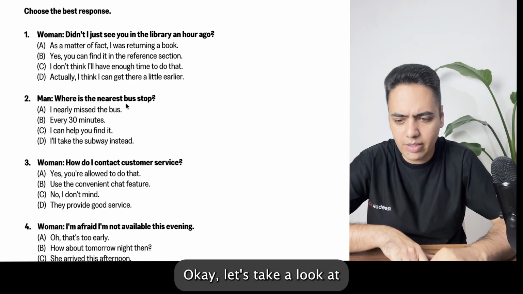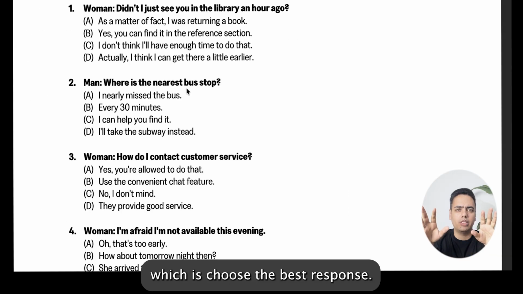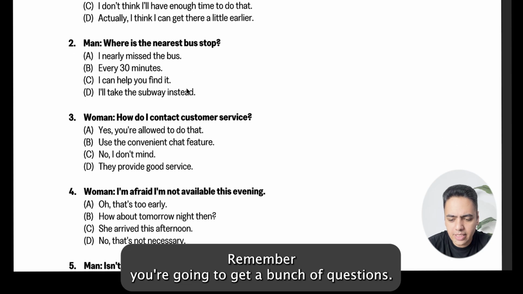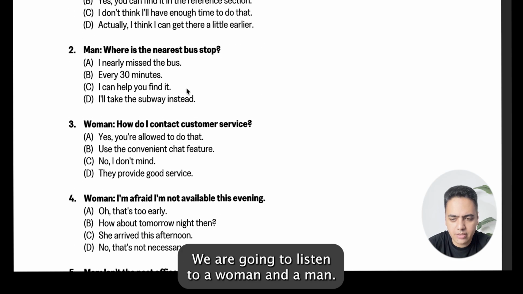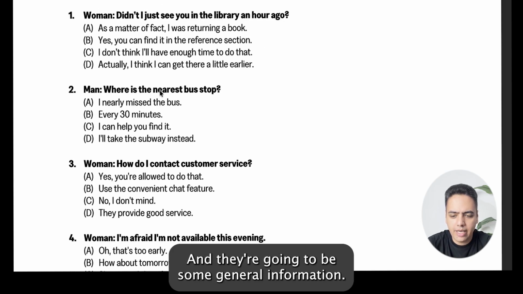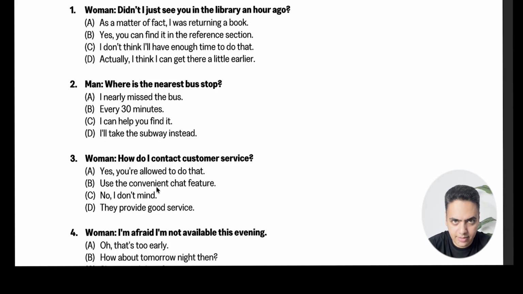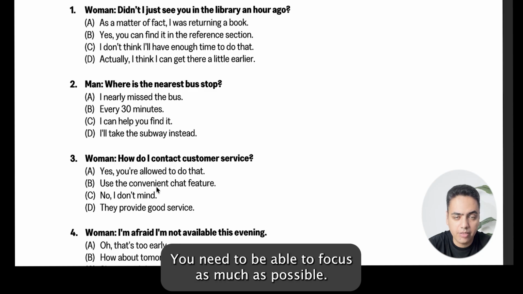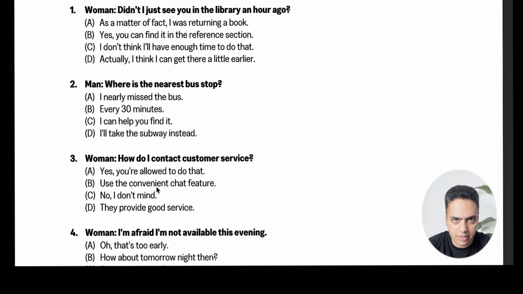Okay, let's take a look at the first type of questions which we're talking about today, which is choose the best response. Remember, you're going to get a bunch of questions. So for example, here we have 6 questions. We are going to listen to a woman and a man, and there is going to be some general information. Remember, in TOEFL, you will hear the recordings only once. All right, that's all the challenge. You need to be able to focus as much as possible. So I recommend that you practice a lot for this part.